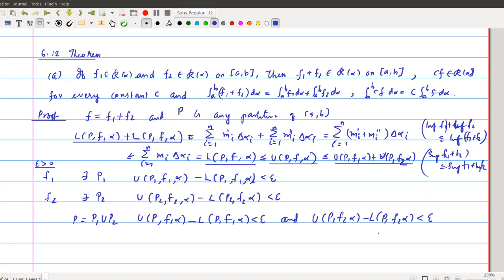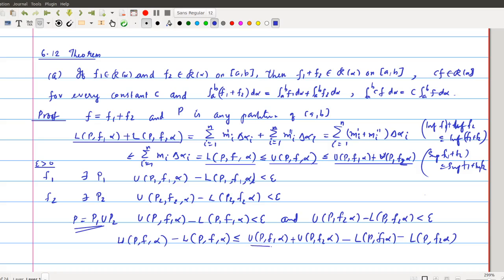Okay, so apply this result for this common refinement P. Then what is the conclusion? The difference between these two, that is U(P, f, alpha) where f is f1 plus f2, minus L(P, f, alpha). This is always less than or equal to U(P, f1, alpha) plus U(P, f2, alpha) minus L(P, f1, alpha) minus L(P, f2, alpha).